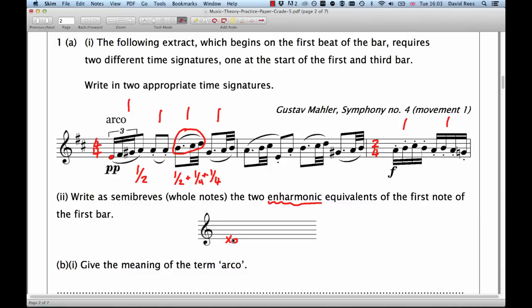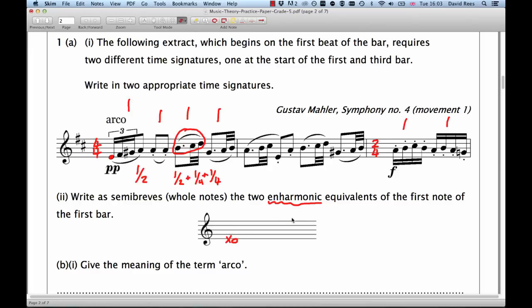A D double sharp moves that note up another semitone. So we go from basically D sharp to E, but we call that note a D double sharp, and so that's how we get this idea that these are enharmonic, because it will sound the same as an E, but this is a D double sharp. It's a different way of writing an E, which is exactly what this question wants. It wants its enharmonic equivalent.